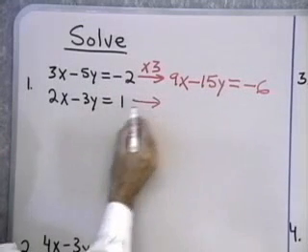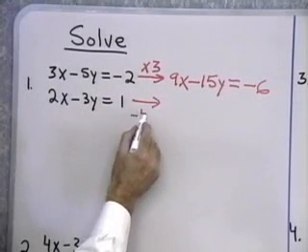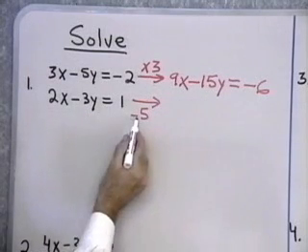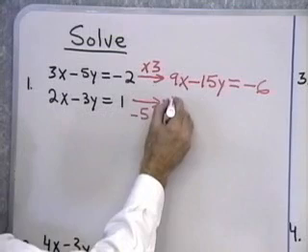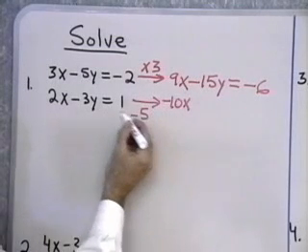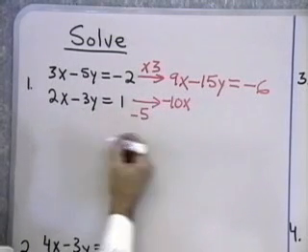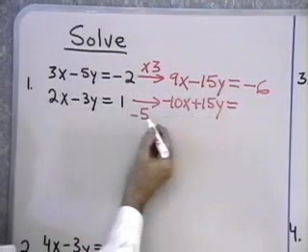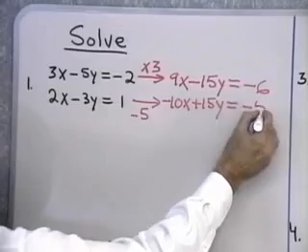Now, the bottom equation I'm going to multiply by negative 5 so that I end up with a positive 15 in front of y. Negative 5 times 2x is negative 10x. Negative 5 times negative 3y is going to be positive 15y. And then that will be equal to negative 5 times 1, which is negative 5.